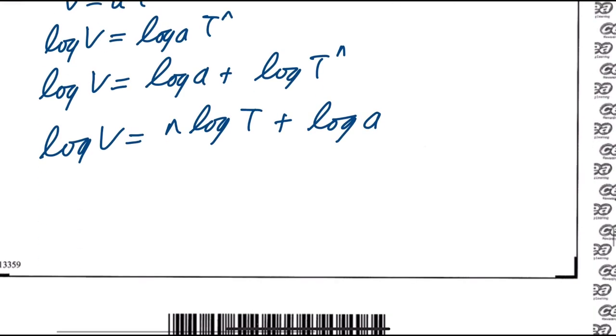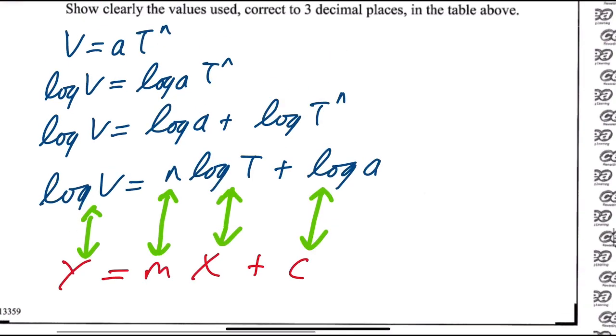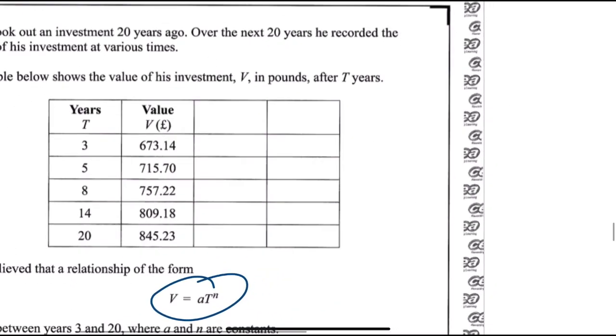Now this is going to be a straight line. This is equivalent to your y equals mx plus c. So log V is what you're plotting on your vertical. n is equivalent to your gradient. The variable log T is equivalent to your x, so it goes on your horizontal. And if you can get it, your intercept is log A. Quite often it's not on your graph. I think that's what happens in this one. So that's what you're looking for. You're going to do a straight line graph.